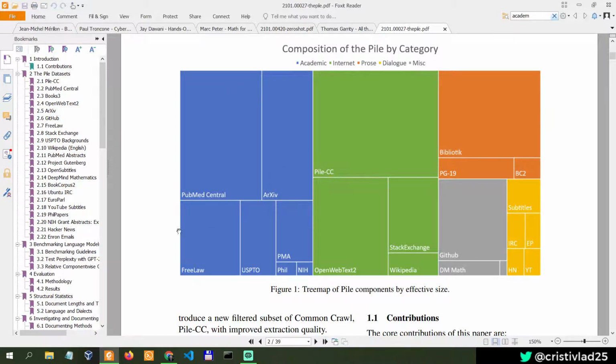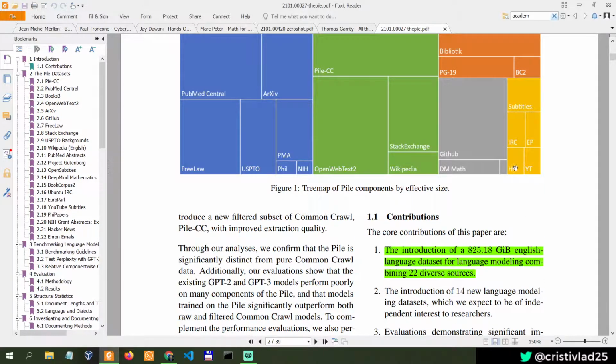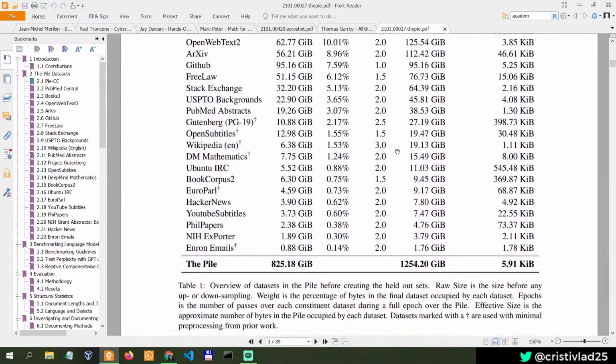We have academic sources: PubMed, ArXiv, FreeLaw, USPTO, PMA, PhilPapers, and NIH. Then we have some sort of internet. Then we have prose: PG-19, BC2, I think this is Books Corpus 2, and Bibliotik. And then we also have miscellaneous, so GitHub, DM Mathematics, subtitles, IRC, EP, and Hacker News and YouTube, I guess. And we've gone through these in the previous live stream.